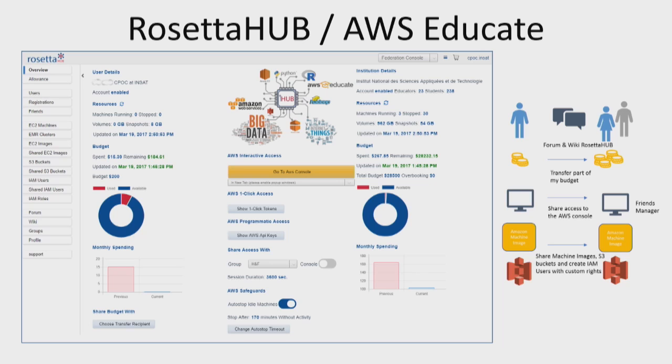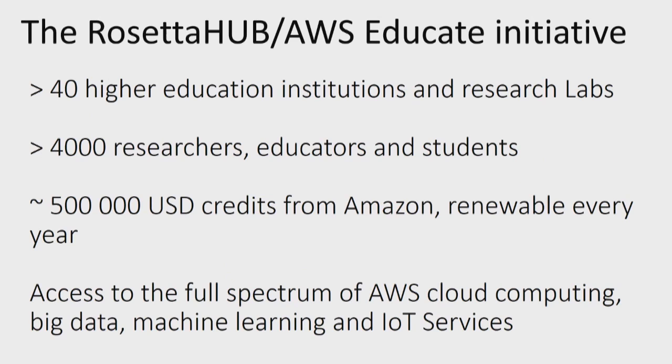You have a dashboard overlooking entirely all the infrastructure and everything that is happening, and you can really follow up and administer things extremely effectively. Currently, we are managing almost $500,000 of Amazon credits for about 40 institutions, and we have more or less 4,000 researchers, educators, and students. This is just a first proof of concept. Phase 2 will be more massive.